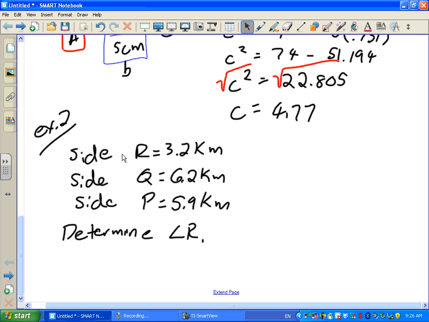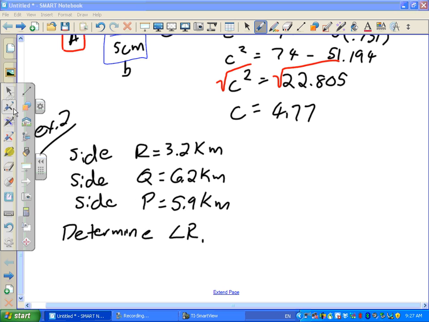Okay, example 2. On a test, you might get something like this. It'll probably be written in a sentence, but essentially it'll just tell you that side R is 3.2 kilometers, side Q is 6.2, side P is 5.9. Determine angle R. So first of all, they haven't used an A, B, and C, and technically it doesn't matter if they're using an A, B, and C. We have to name these in order to use cosine law or sine law. So we've got to figure out which one we're going to do.